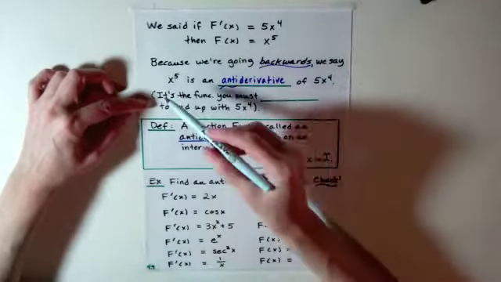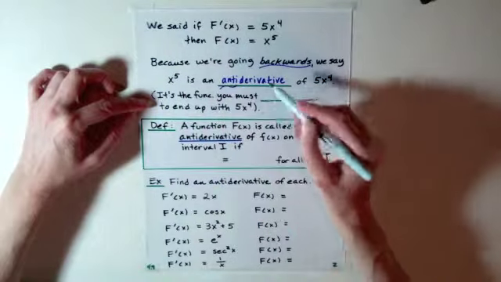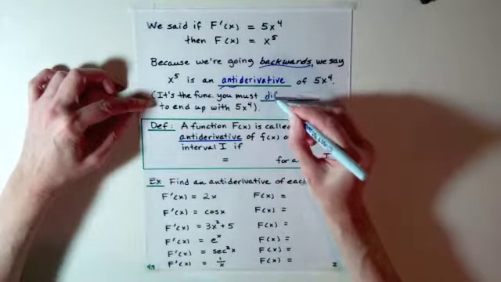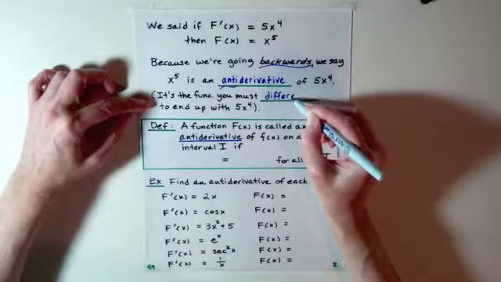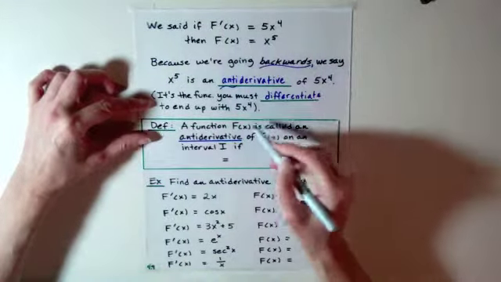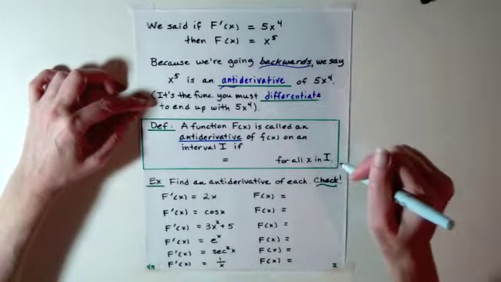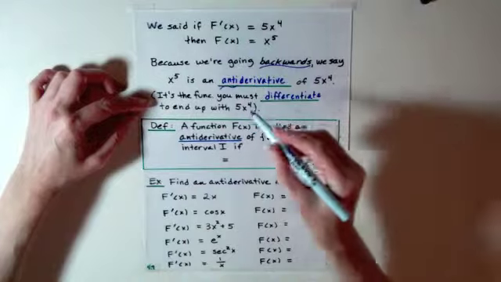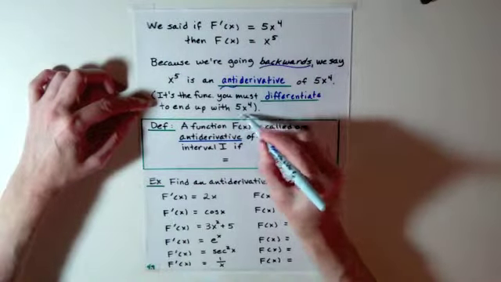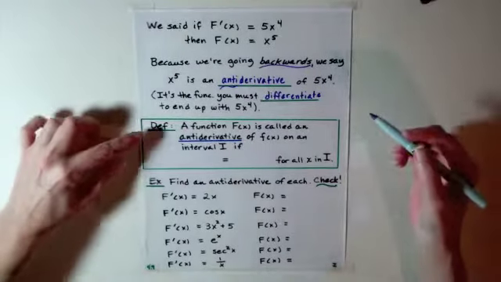So in parentheses, I'm just going to remind you, x to the fifth is the function you must differentiate to end up with 5x to the fourth. You're going backwards and figuring out the function you have to differentiate in order to end up with some given function. So here's a little bit more formal definition.